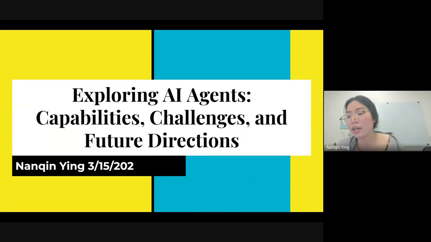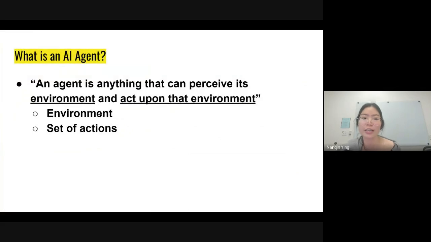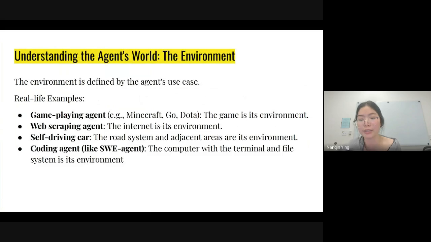In this part, they are talking about the AI agent, and we will explore what AI agents are, what they can do, and why they are considered a major step in AI development. So the first question is, what is an AI agent? In this book, they use a really straightforward definition: an AI agent is anything that can perceive its environment and act upon that environment.